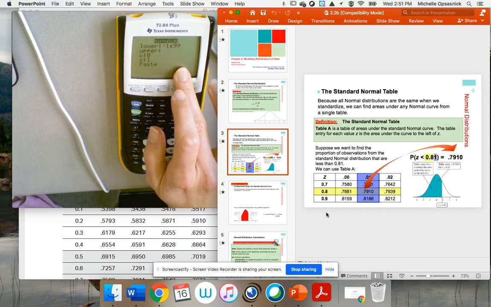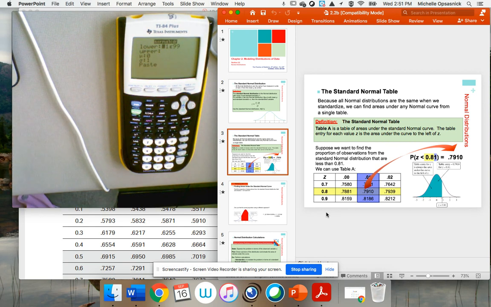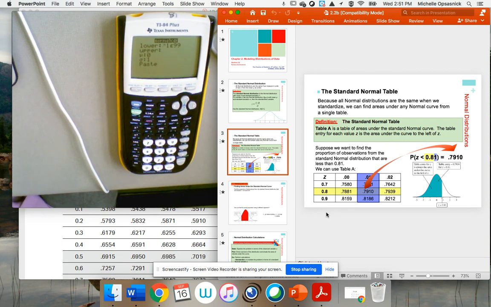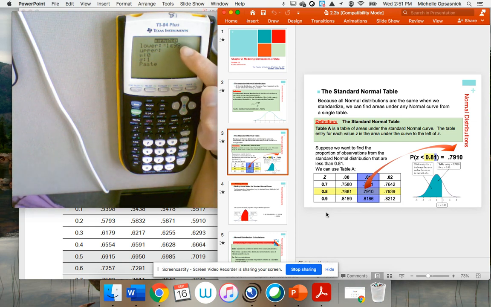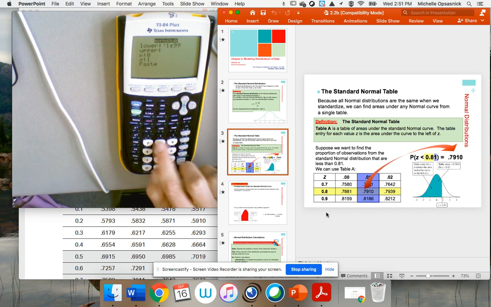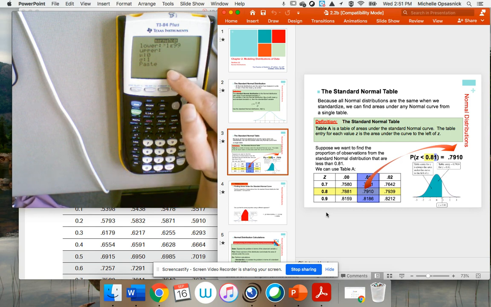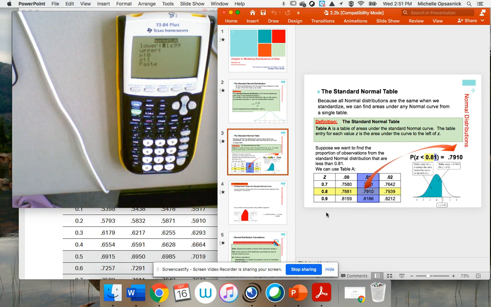My calculator here gives me a lower and an upper bound. Some calculators don't have that prompt that shows up. If your calculator just says normal CDF at the top with an open parentheses, then you type in your lower bound followed by a comma, followed by an upper bound, followed by a comma, mean followed by a comma, standard deviation followed by a closed parentheses. That being said, your parentheses are here, your comma is here right above the 7. So it's just this input separated by commas.